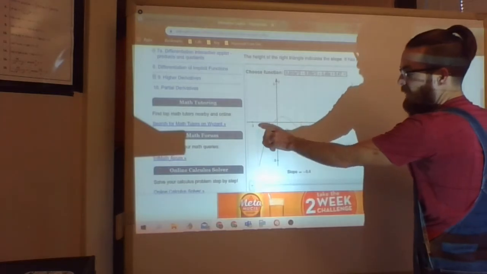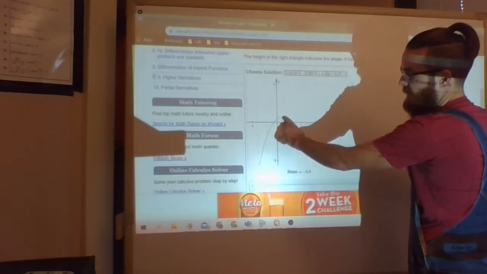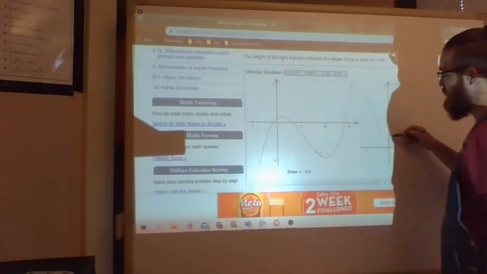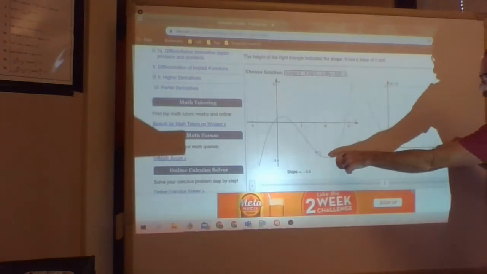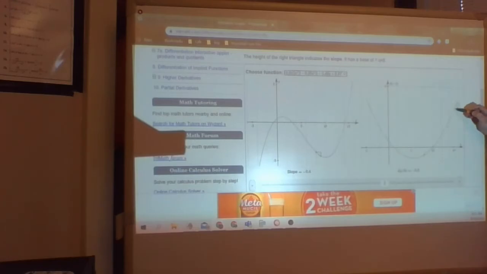Slope to the right or to the left of the first 0 slope, that's a positive slope. So we have to be above the x-axis. To the right of the second 0 slope, above the x-axis.